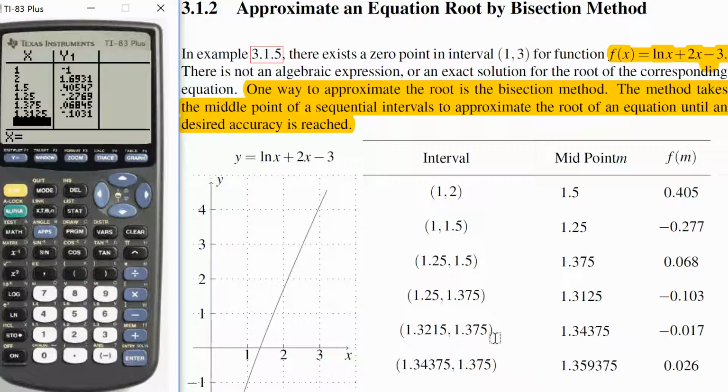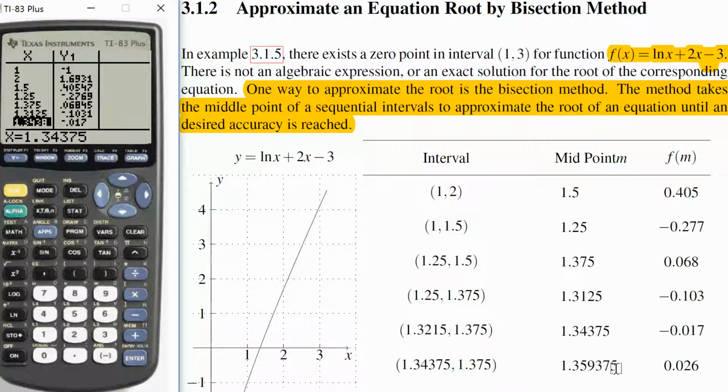The average of these two is 1.34375, and the function value is negative. You can try that. 1.34375. You hit enter. It is negative 0.017. Okay, so this point will be the left boundary. So you put it right here. Keep the right boundary. Choose the average of those two.